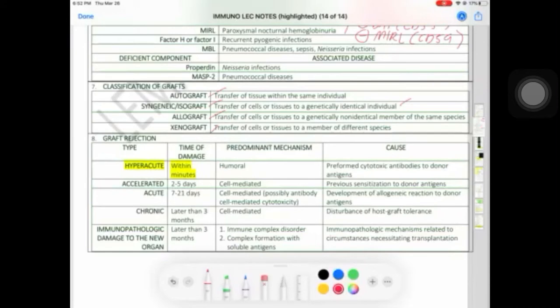Isograft, basis ng ating transplantation. Blood banking, allograft. Kapag na-mention ang mga different types of graft rejection, we have yung hyperacute, accelerated, acute, chronic type of graft rejection. Sa mga na-mention natin, anong pinakamabilis? Most accelerated type of graft rejection, hyperacute type of graft rejection occurring within minutes.